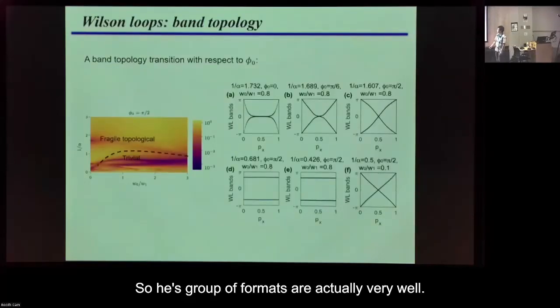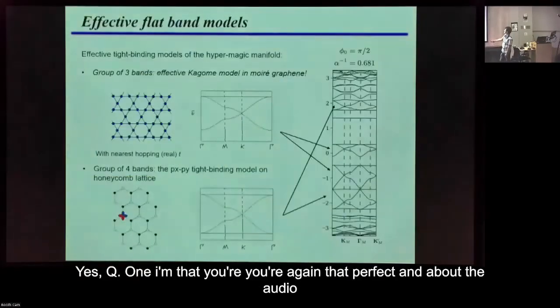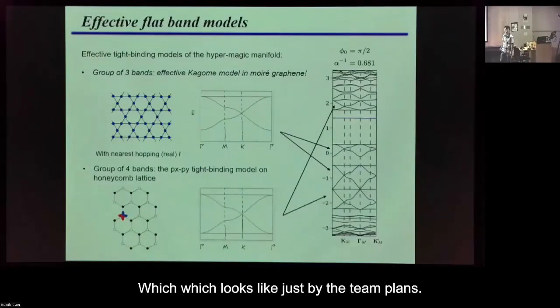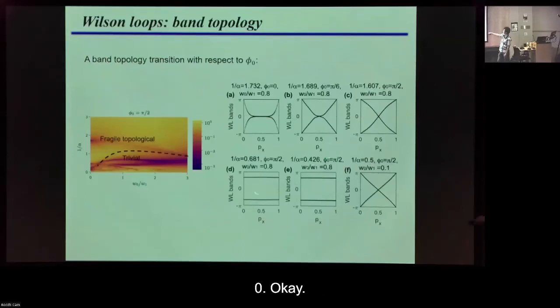And about topology, we can of course calculate the topology. In this case, we're focusing on this group of two bands, which look like the twisted graphene flat bands. If you look at the topology here, of course, at phi naught equals zero, which is the original twisted graphene model, it is fragile topological. You should get topological numbers like this. And when you tune phi naught away from zero, you can go into a trivial regime. So this is the phase diagram.